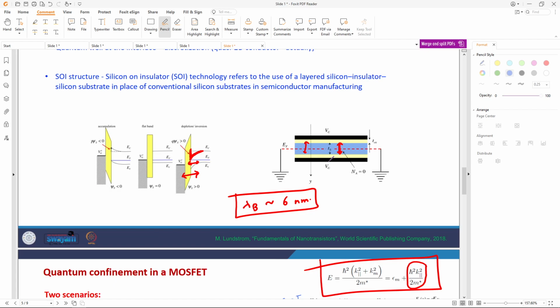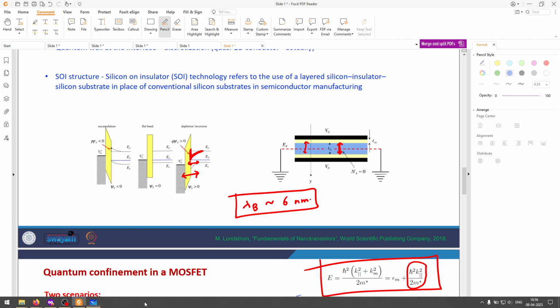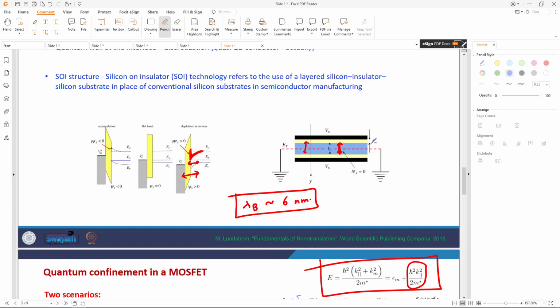Tell me, in this case, can the electron move freely in the x direction? I mean, the electron can move in the x direction rather freely. There is nothing blocking it. It can move from this terminal to this terminal, correct?